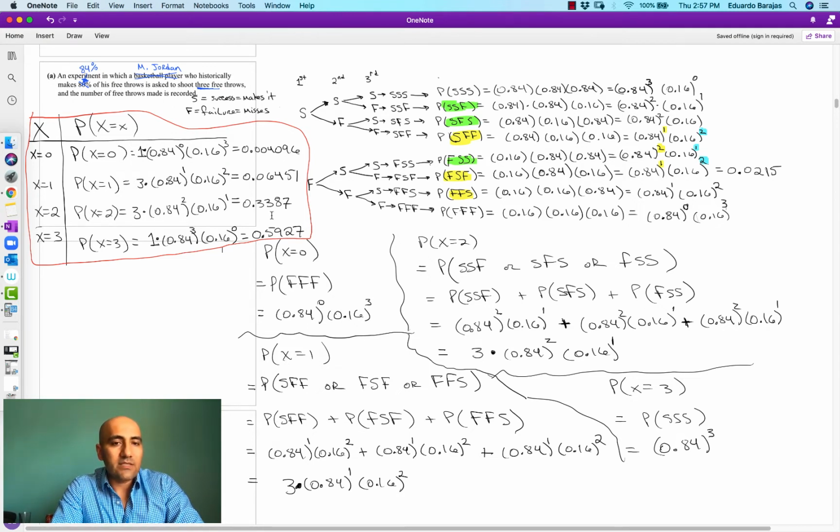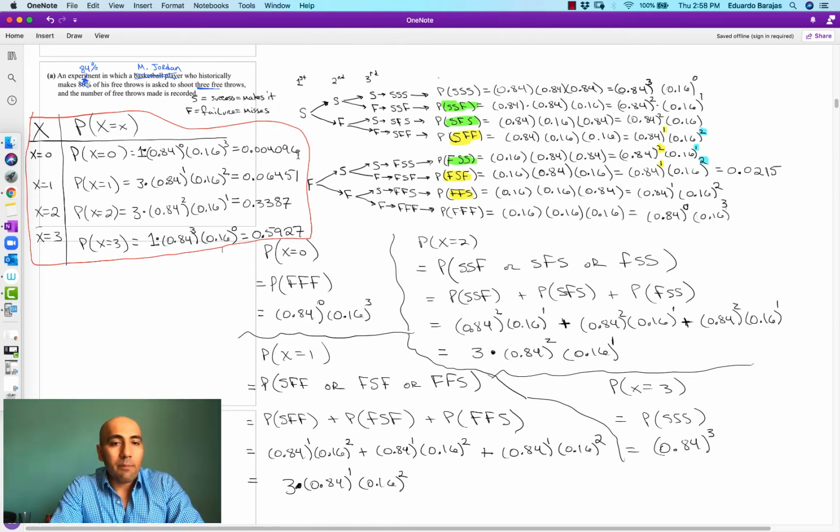Okay, so we see that there's a 33.87% chance that he makes 2 out of the 3. There is a 6.4% chance that he makes only 1 out of the 3. And there is a 0.4096% chance that he makes none of them.